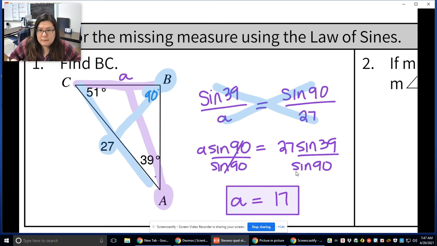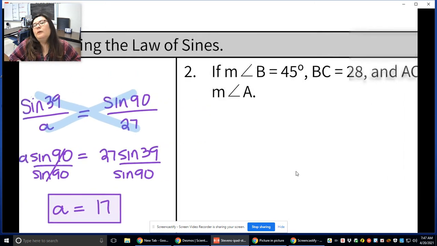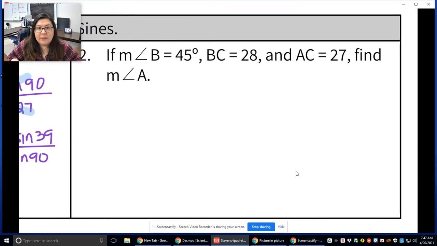Okay, let's look at example number 2. If the measure of angle B is 45 degrees, BC is 28, and AC is 27, find the measure of angle A. So notice they didn't give us a picture of a triangle here. We're going to have to do this on our own. Obviously it's not going to be to scale because we can't really draw the triangle unless we know all the measurements, which we don't. So we're just going to try our best.